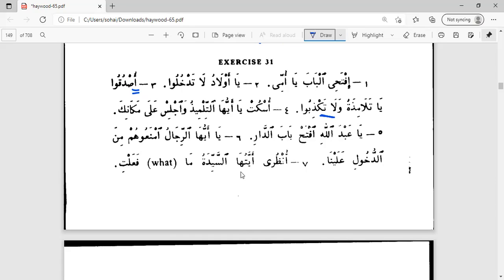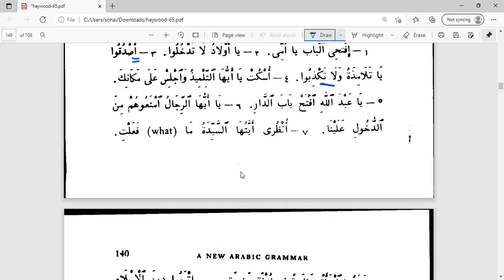You want to explain that, Farhana? Yes, sir. Sakata yaskutu means to remain silent. Be silent, O students, and sit on your place. Yes, on your place. Okay. And then number 5, I explain.